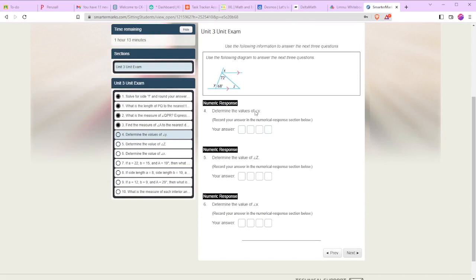In this construction, the values of y, well, y is on a straight line, so that would add up to 180 degrees, but we have 68 on the other side, so angle y must be 180 minus 68, or 112. Angle z is part of a triangle, and we know that we have a 72 and a 68 in that triangle, so z must be 180 minus 72 minus 68. That gives us 40. And x is a corresponding angle because we have these red arrows telling us that's parallel. So that's the same 68 that we had down below.